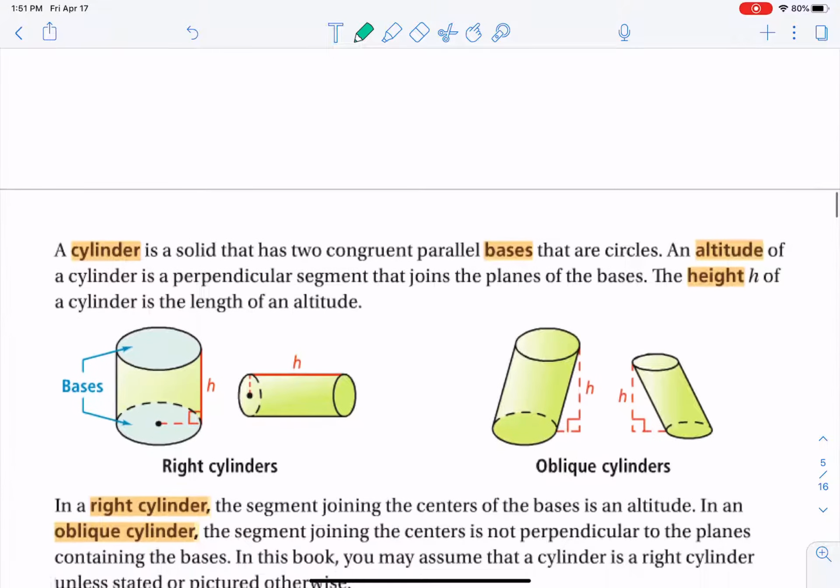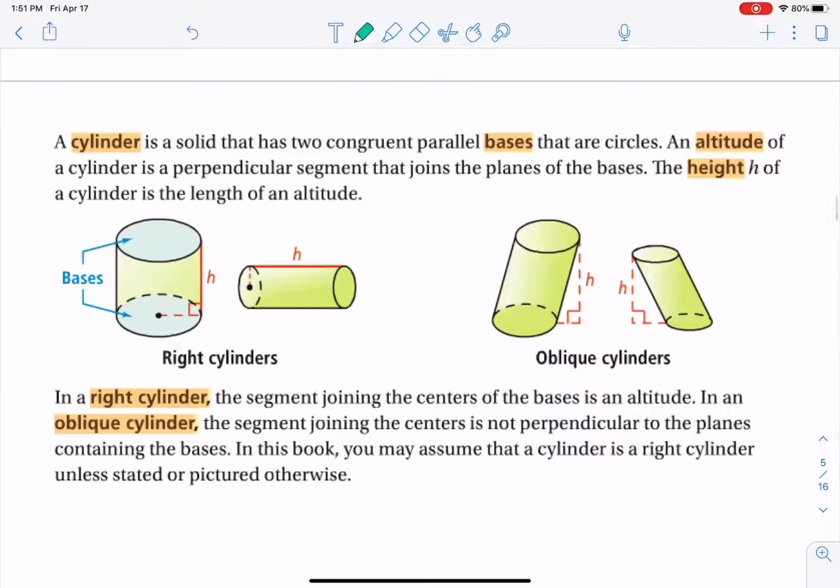Let's go on and do a cylinder. So a cylinder is kind of like a prism in that it doesn't come to a point. It still has these two bases, but it's curved on the side. So a cylinder is a solid that has two congruent bases that are circles. Don't forget the area of a circle is pi r squared. The altitude or the height is what connects those two circles.